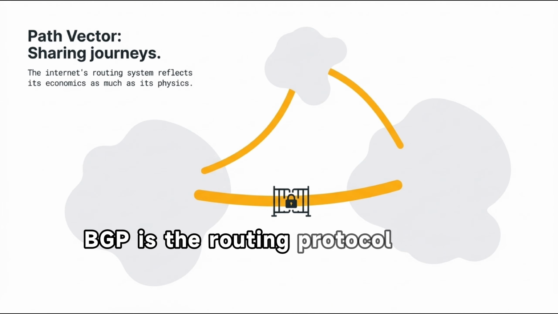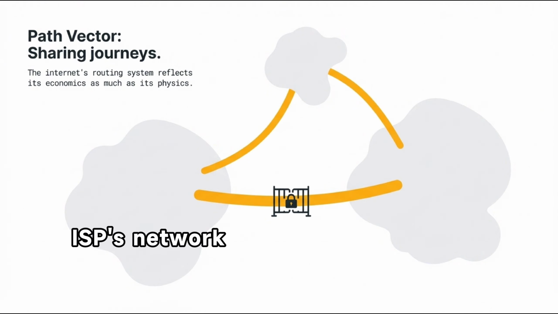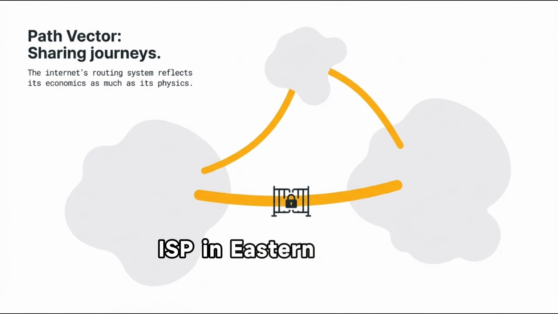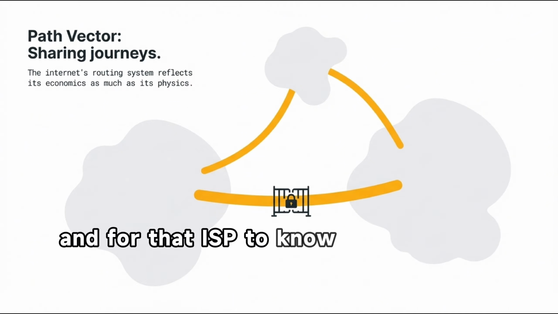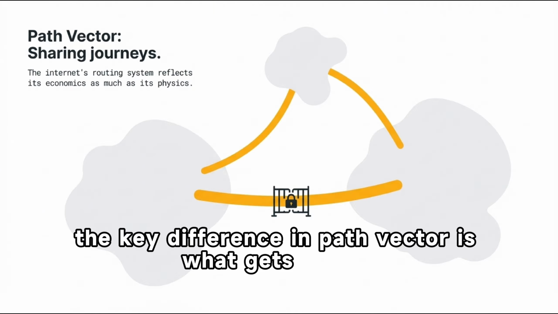BGP is the routing protocol of the internet. It's what makes it possible for your ISP's network to know how to reach Google's network, and for Google's network to know how to reach a small regional ISP in Eastern Europe, and for that ISP to know how to reach everywhere else. The key difference in path vector is what gets shared.